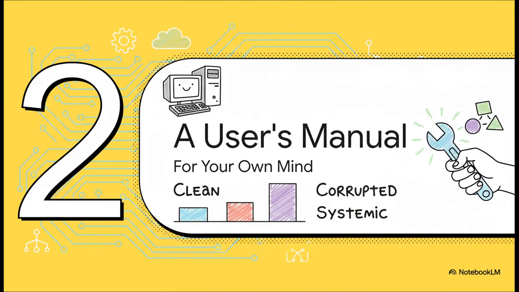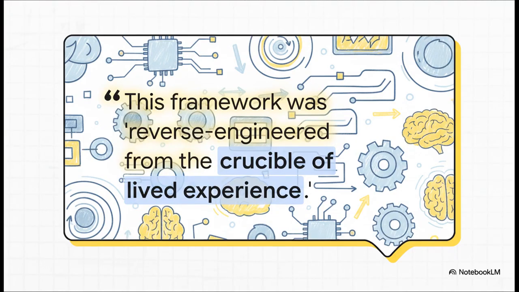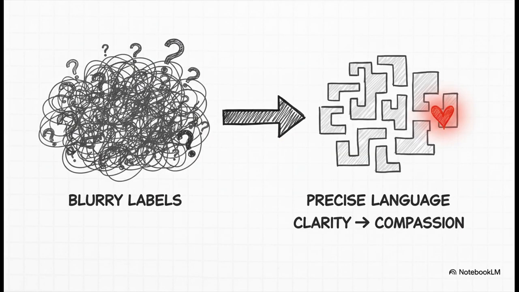So, what's the alternative? Well, what if we had a user's manual for our own minds? A new, super precise framework that lets us run a proper diagnostic on why we're hurting. And where did this manual come from? It was, and I love this quote, reverse engineered from the crucible of lived experience. So this isn't some abstract academic theory. No, this is a practical toolkit, literally forged in the fires of real-world struggle, and it's designed to give us functional clarity. The goal here is to replace those blurry labels with a precise, functional, engineering-based language.